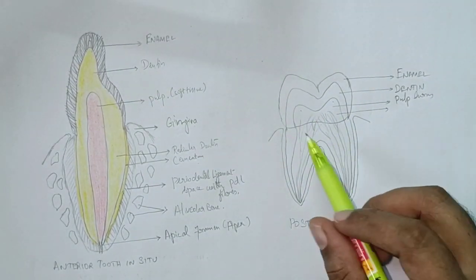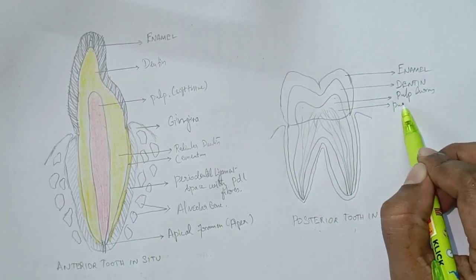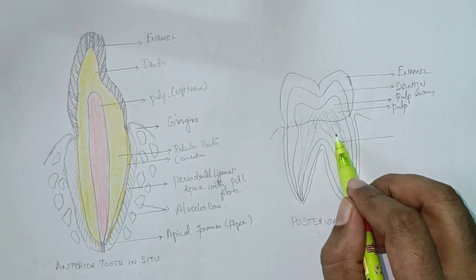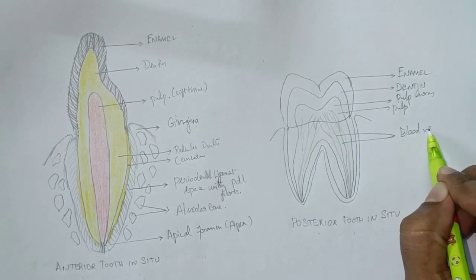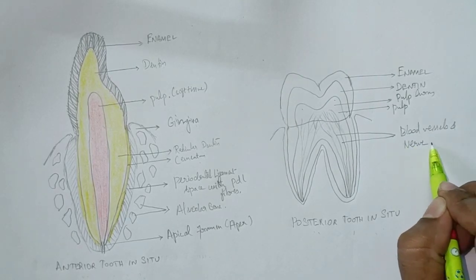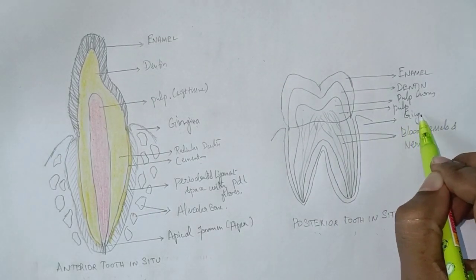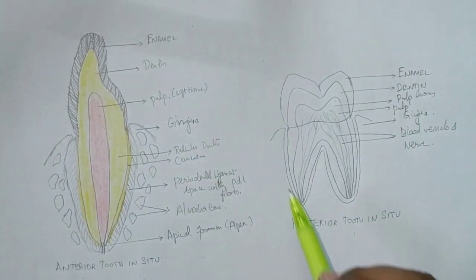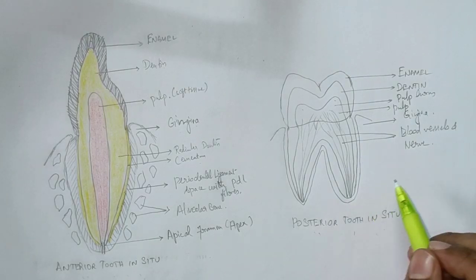In the posterior tooth you can see them properly, the pulp horns. So this is your pulp inside the pulp chamber, and these are your blood vessels and nerve. This is your gingiva. In the anterior tooth you have a single root, and in posterior teeth you have two roots. Molars will have two roots.